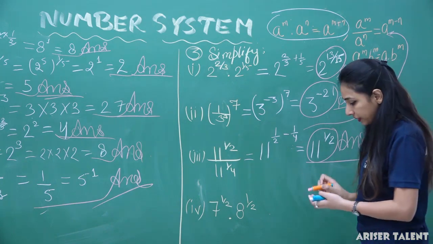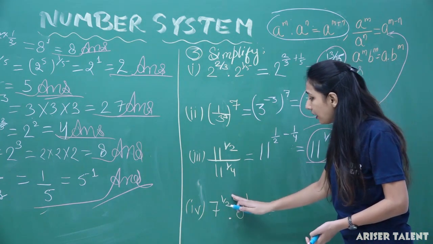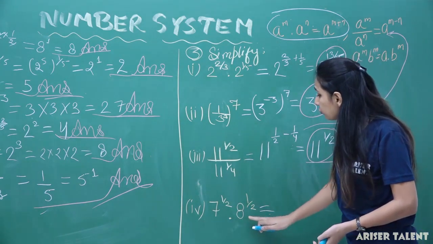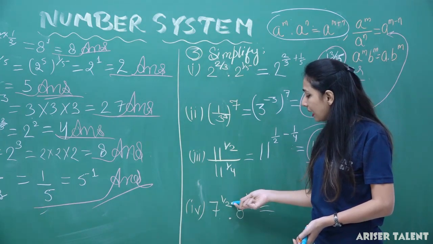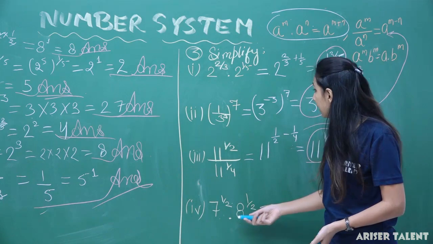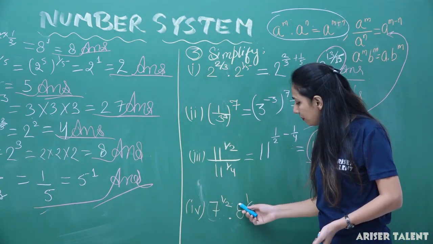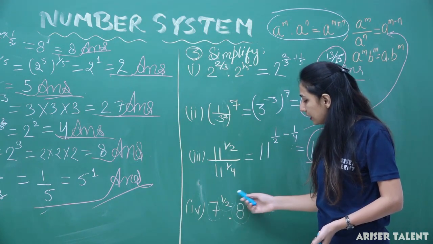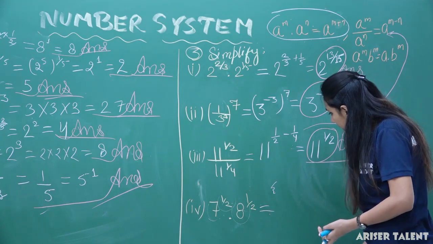Now, come to this point, the 4th one, 7 raised to power something and 8 raised to power something. Now, the something is the same. That means a raised to power m multiplied by b raised to power m. So what will we do? We will just simply multiply these two and the power will be the same.